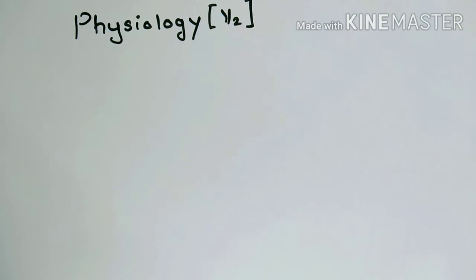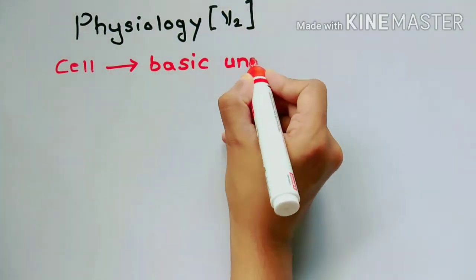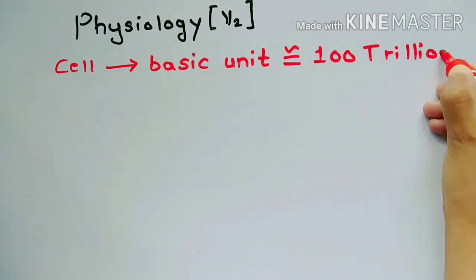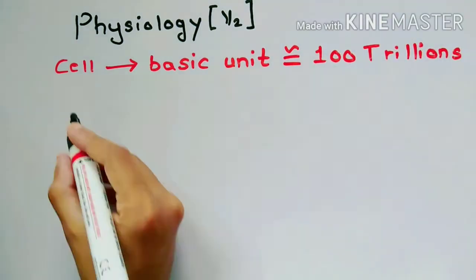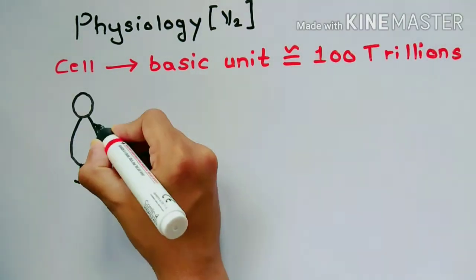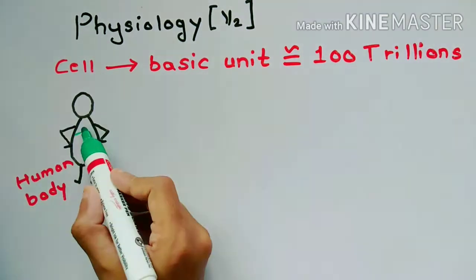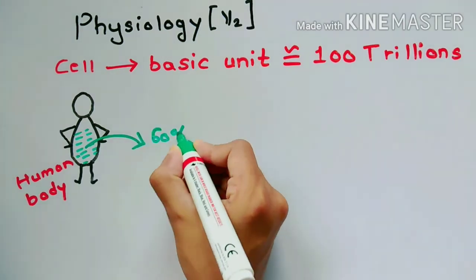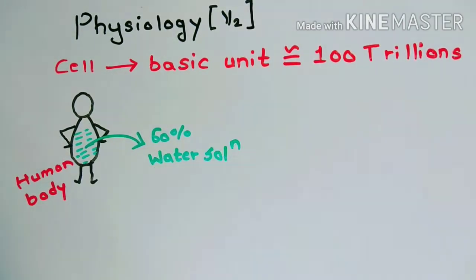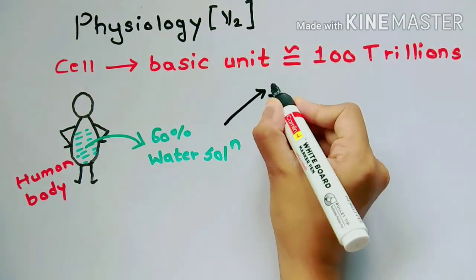In the first video I told you that the cell is the basic unit of life and our whole body is made up of cells. There are about 100 trillion cells that make up the body and are its building blocks. Our body is a coordinated solution. About 60% of our body's weight is fluid, mainly a water solution with ions and other substances.